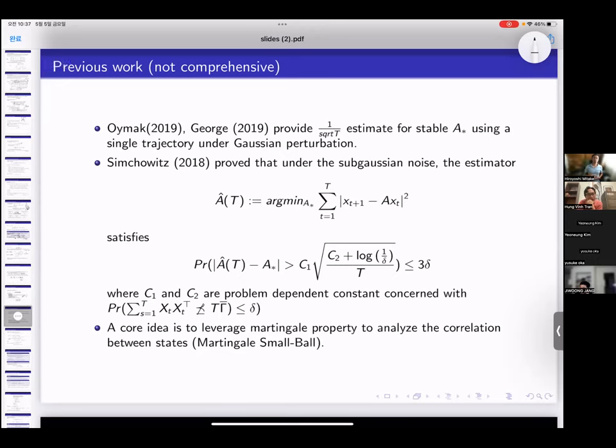And let me quickly introduce some previous notable works. There's a typo here. Very recently, Oymak and George provided a one over square root of t estimate for stable A star using only one trajectory. One over square root of t estimation means that the difference between A star and the least square solution is bounded by one over square root of t.